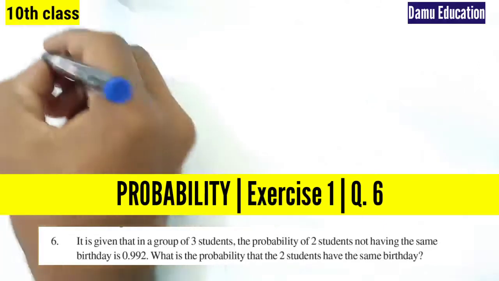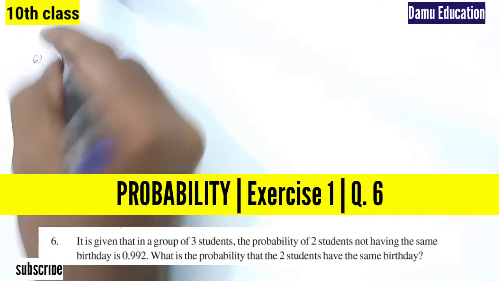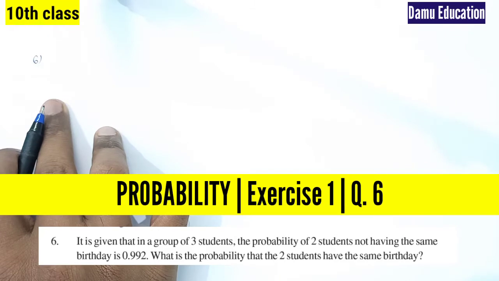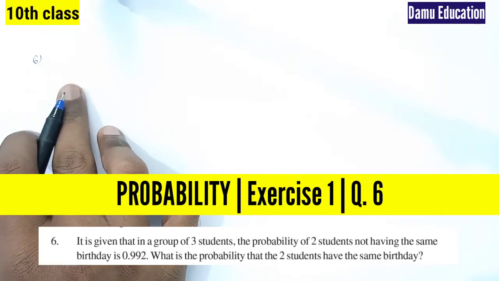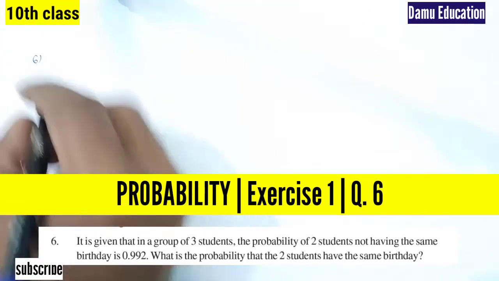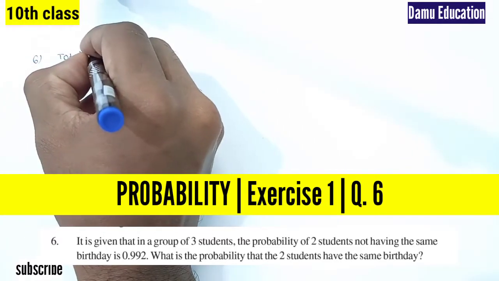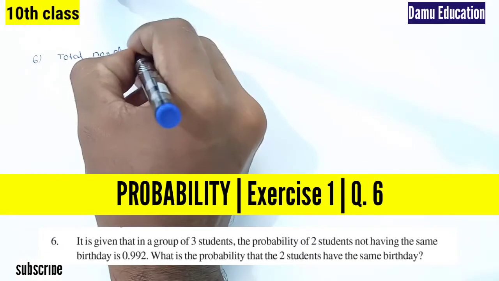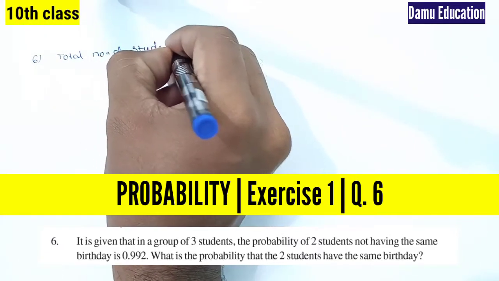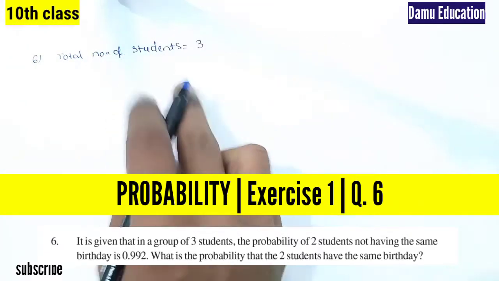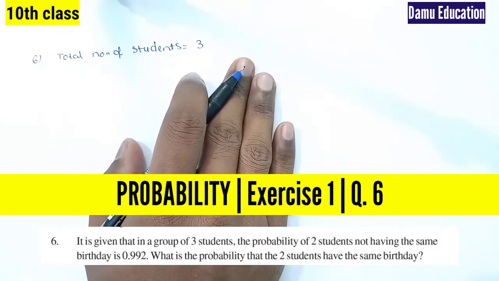Hello friends, in this module we are going to discuss our sixth question. It is given that in a group of 3 students, the total number of students is 3.